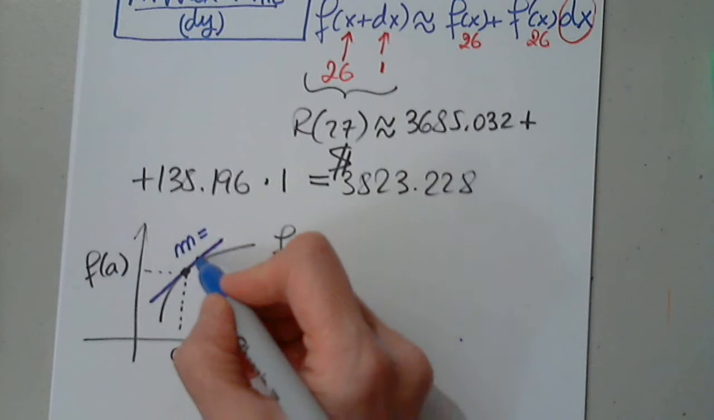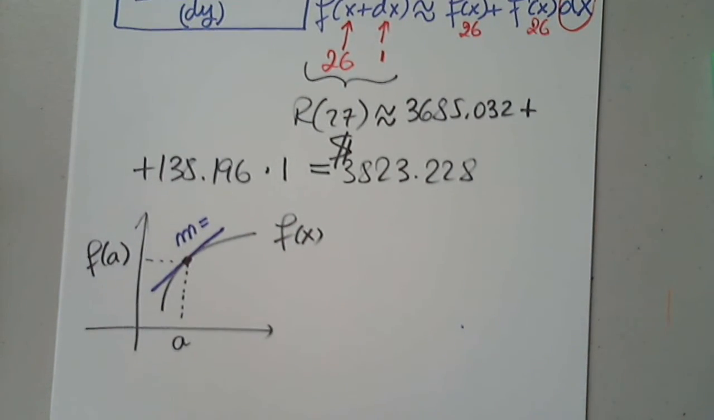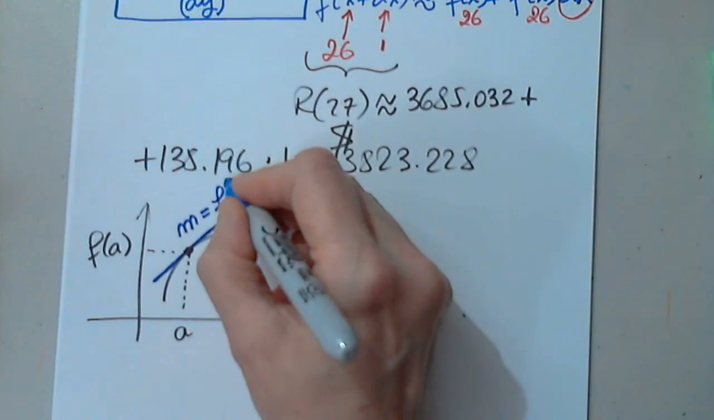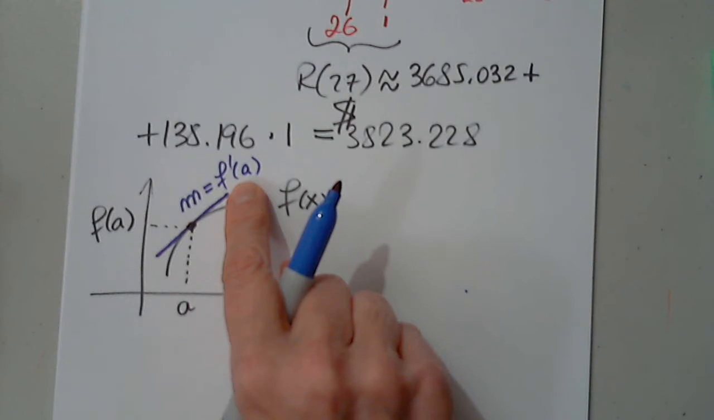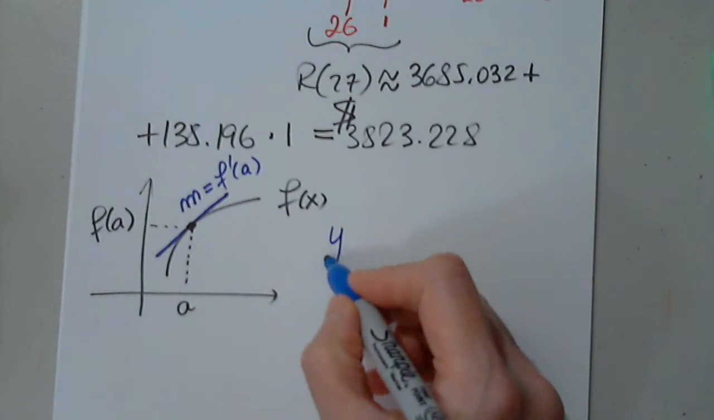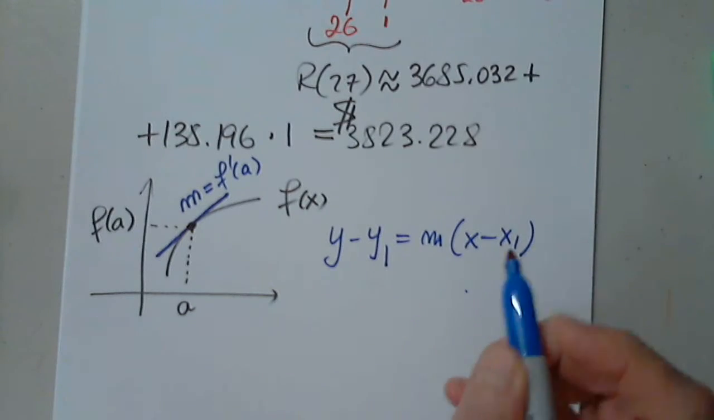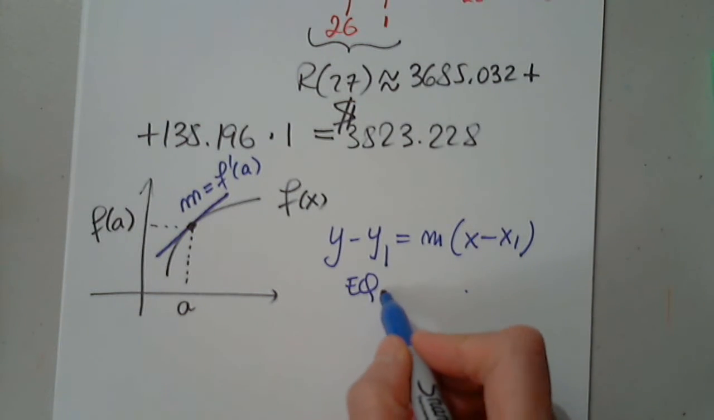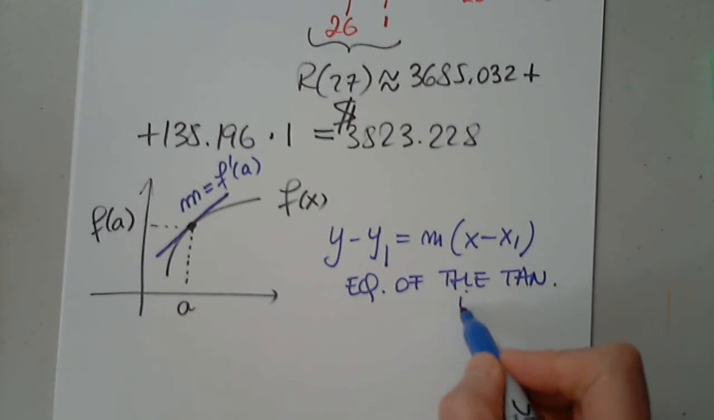What is the slope of the tangent line at this point with a, f of a? F prime of a. Thank you so much. Awesome. So now I have a point and the slope. So then y minus y1 equals the slope times x minus x1. This will be the equation of the tangent line.